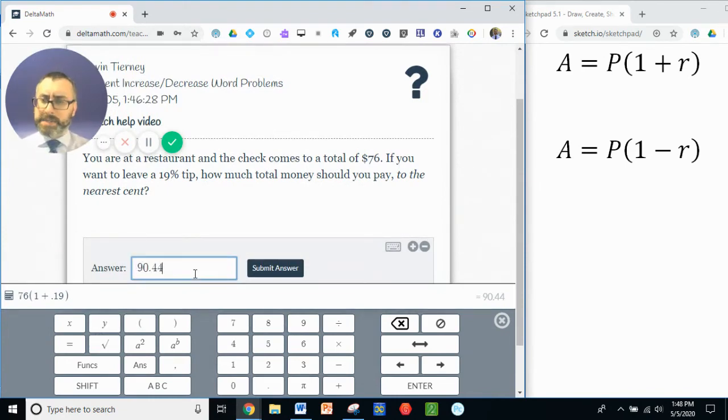Wait, do I need to round that at all? To the nearest cent. I could pay 90.44. That works, $90.44. I don't need to do any rounding because I only have two numbers after the decimal point. I'm good.